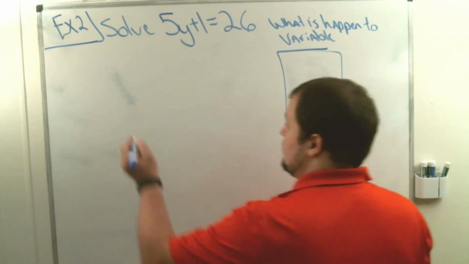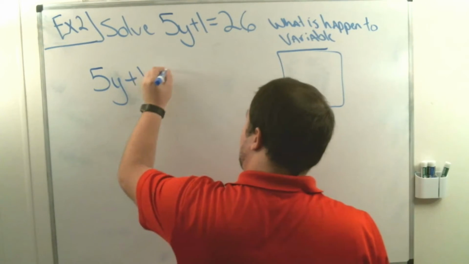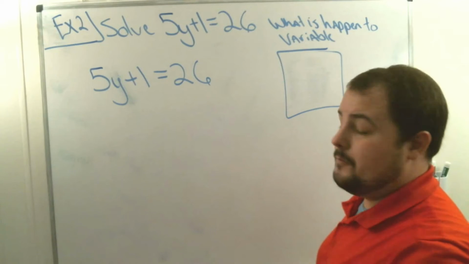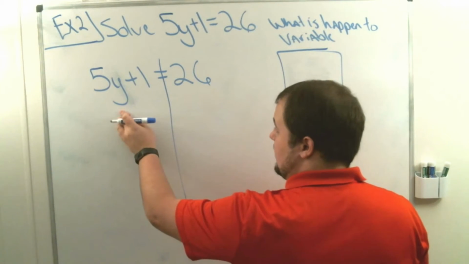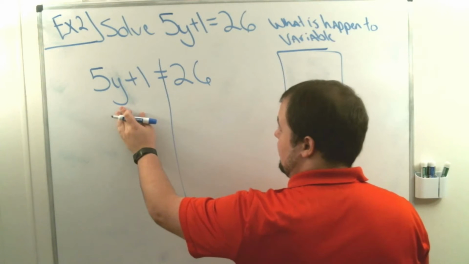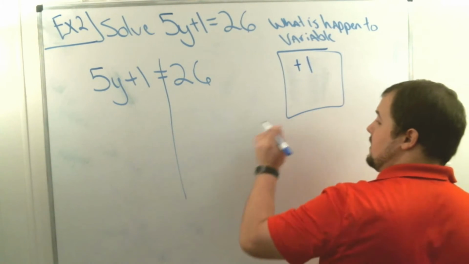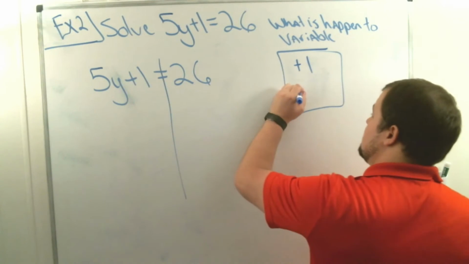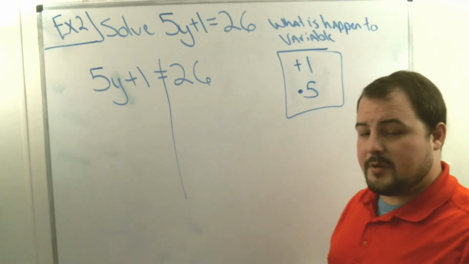So what we're going to do is write our problem down. 5 times y plus 1 equals 26. Our goal is to get the letter y alone. So we're going to go ahead and draw a line through our equal sign, and now we're going to write down what's happening on the side of y. Well, on the y side we have plus 1, so put plus 1 over here. And then we have y times 5, so we have times 5. These are the 2 things that we need to get rid of to solve our problem.